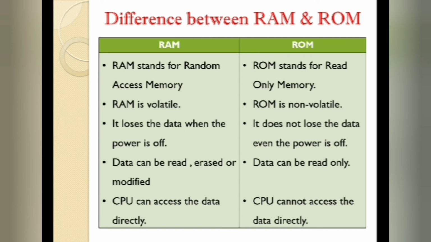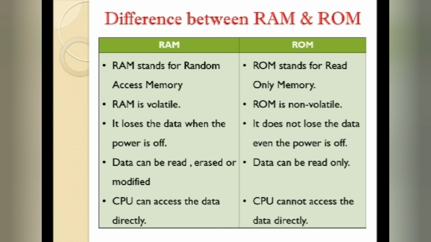In RAM, CPU can access the data directly. But in ROM, CPU cannot access the data directly. Could you understand, children? What is the difference between RAM and ROM? Once again we read.